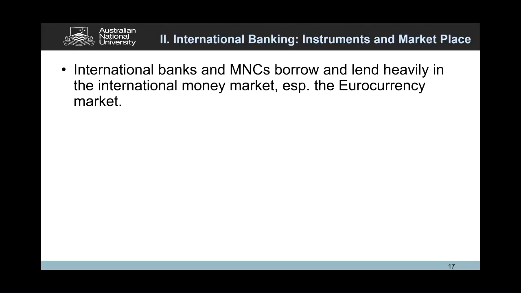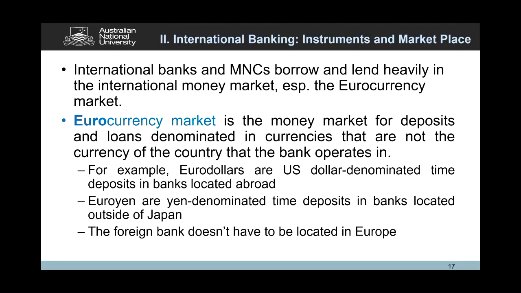Okay, so we have talked about international banks, what they do, and then we talk about the market in which international banking takes place, which is basically the euro currency market. The euro currency market is the money market for deposits and loans denominated in currencies that are not the currency of the country that the bank operates in. So, for example, euro dollars are US dollar denominated bank deposits in banks located abroad.